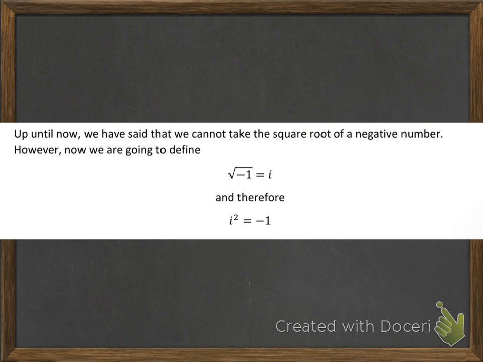So, if I were to square both sides of the equation, let's see what would happen. Well, the square root of negative 1 squared is just negative 1, and the square of i would be i squared. So these are two definitions that you need to commit to memory. The square root of negative 1 is equal to i, and i squared is equal to negative 1.